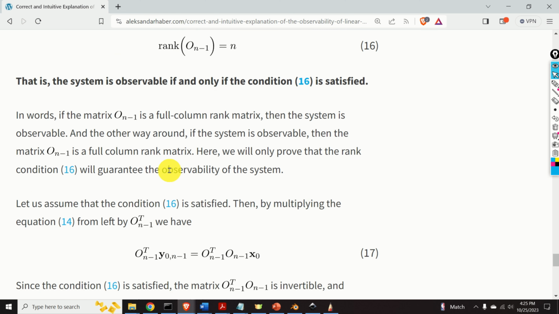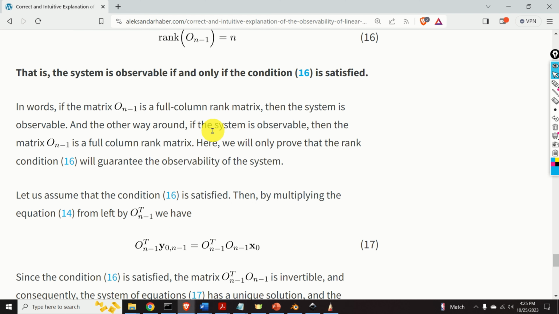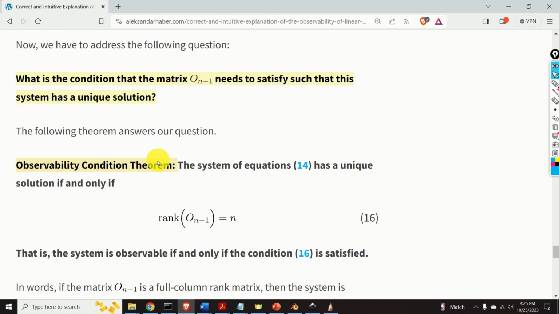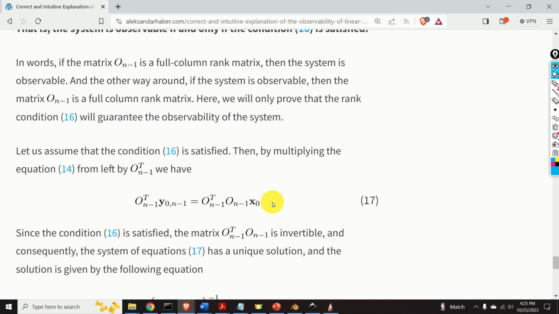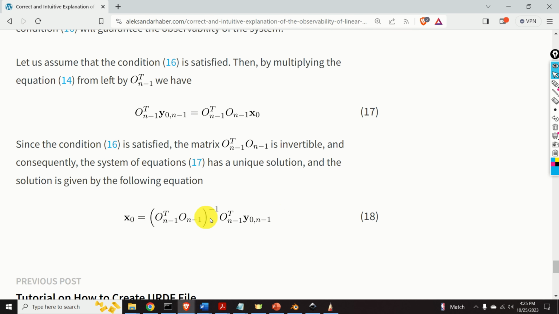Over here, I will only prove that the rank condition, that is, this condition, will guarantee the observability of the system. Let us assume that the condition 16 is satisfied. Then, let us multiply the equation 14, that is this equation, by O_{n-1} transpose. And as the result, we obtain this equation. Since the rank condition is satisfied, the matrix O_{n-1} transpose times O_{n-1} is invertible. And consequently, the system of equations 17, where the unknown is x0, has a unique solution, and this solution is determined by this equation. And that's it.